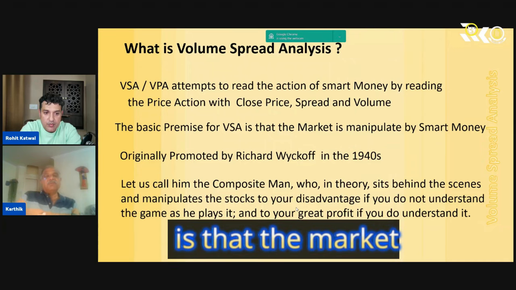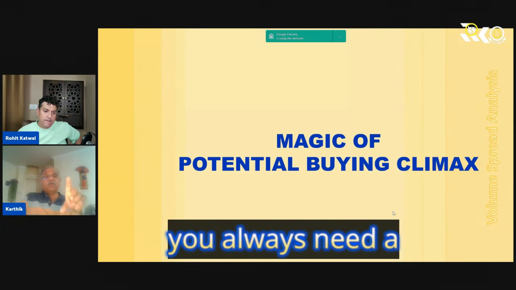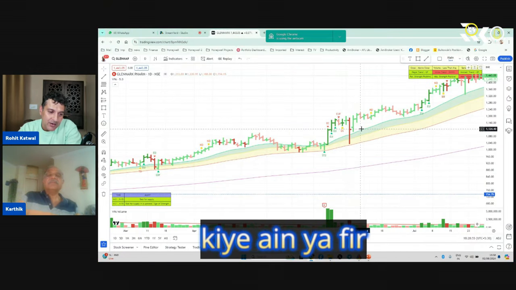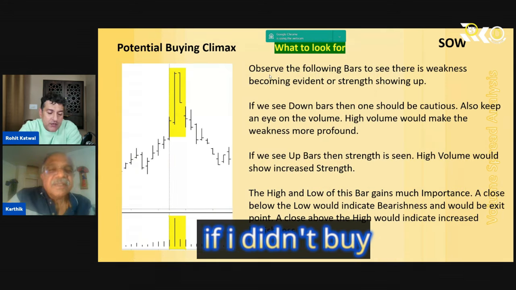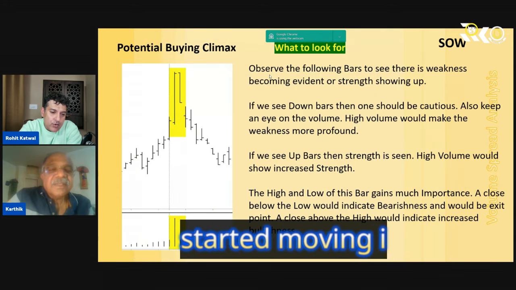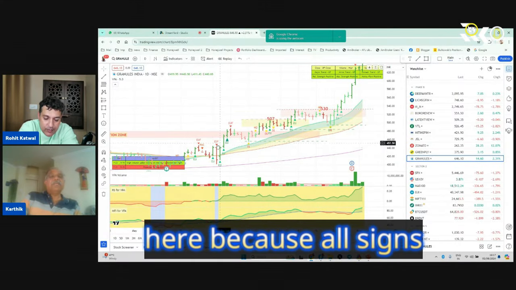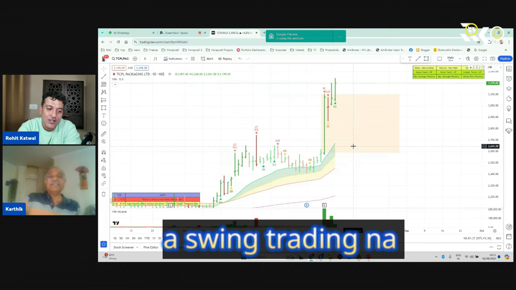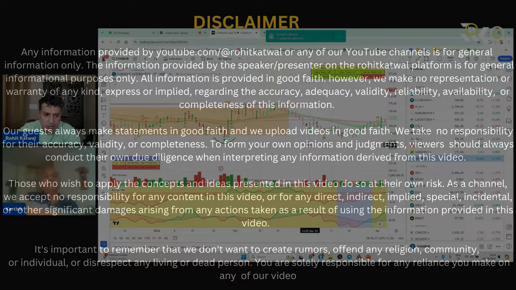Basic premises of VSA is that the market is being manipulated. Like in a candlestick, you always need a confirmation. किसी ने बहुत ज़्यादा stocks वहाँ से short किए हैं या फिर अपनी position खत्म की है. Normally it happens in an uptrend. If I didn't buy this stock when it started moving, I should not be buying it. Here was the best time to buy, like for an aggressive, we can buy it here because all signs are positive here. Because these are momentum trades and on a swing trading ना, तो मैं इनको occasionally check करता हूँ. But stopping volume is much more.